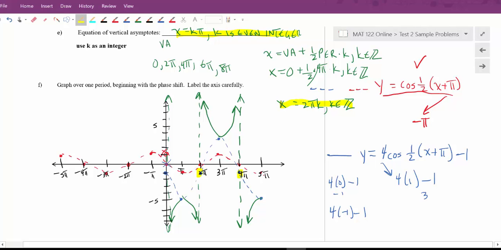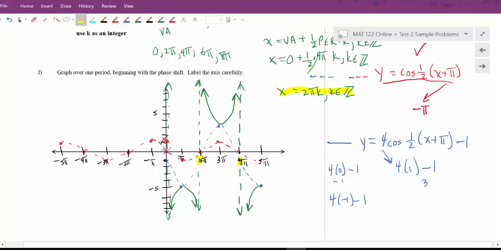Okay, problem done. And this problem can also be checked, which I think I'll do just to show you this, because this is one last good thing to do. So we just got through graphing y equals 4 secant of 1/2 x plus pi minus 1. Let's use pi, just use this point right here. Positive pi. That's also easy.